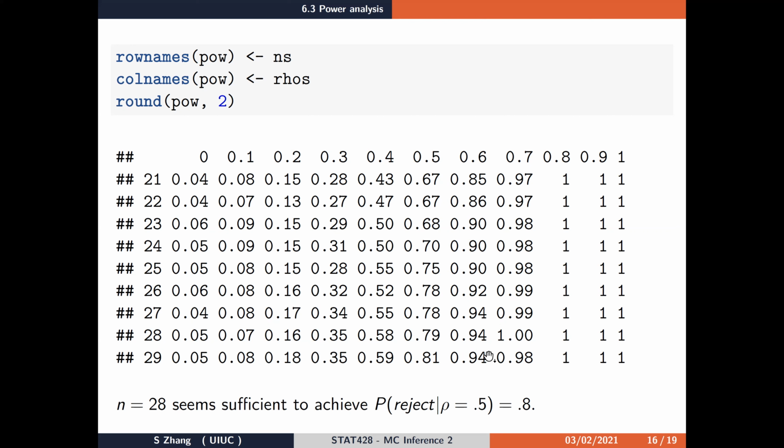So in practice, I will be slightly more conservative. For example, if you get 28 that is close to, say, 0.79 or 0.8, and for 29 it's 0.81, which is higher than 0.8, I will go with the larger sample size so that your study does not become underpowered.